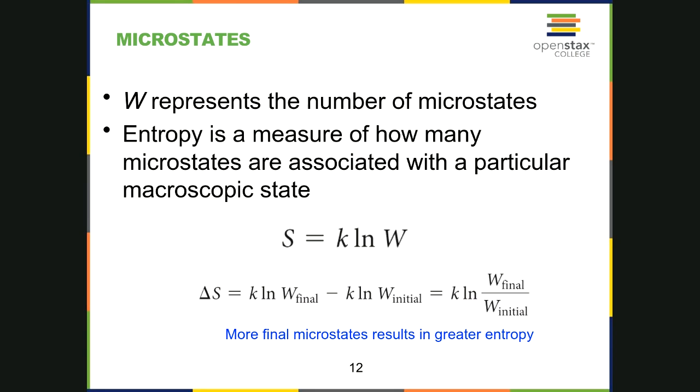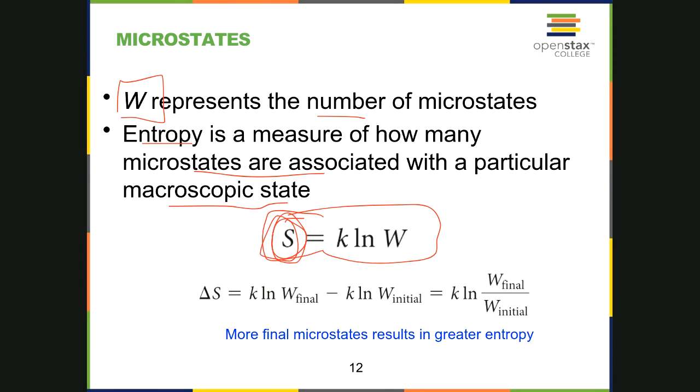So we've got W here, and that's the number of microstates. Like before, we had 16. Entropy is the measure of how many microstates are associated with a particular macroscopic state. Here is an equation that hooks those together. Entropy is related to the microstates through this function here. You've got a constant, and then you've got a natural log.